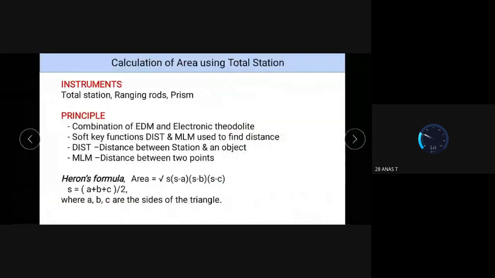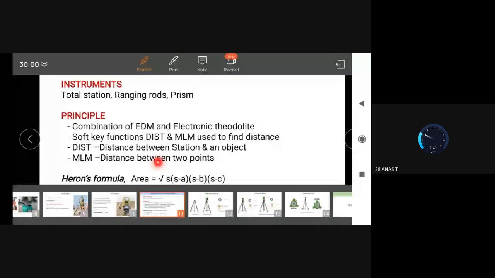So the principle of total station is a combination of EDM and the electronic theodolite. The soft key functions which are used in this experiment are dist and MLM. Dist is used to find the distance between the station and the object, and MLM to find the distance between any 2 points.